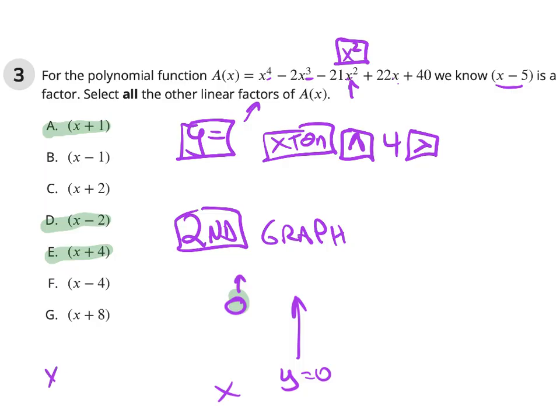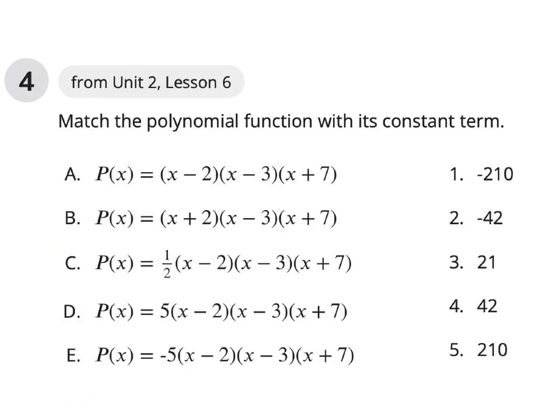When x equals a number in the calculator, you have to change it to make it a factor because it has to be set equal to 0. So don't forget that you have to change the signs to go from an x value to a factor. Okay, now, for something like this, match the polynomial with this constant.